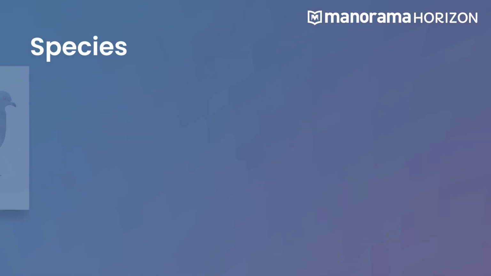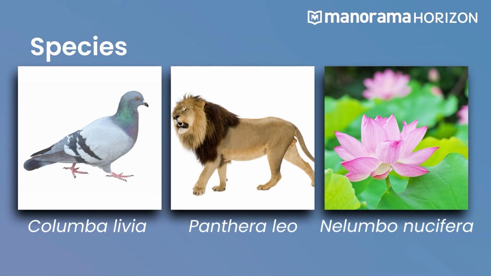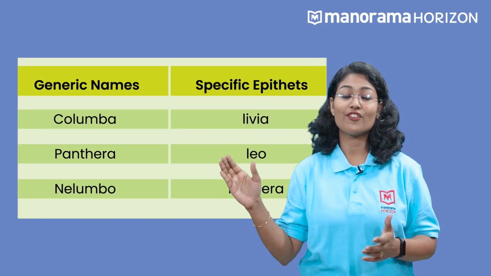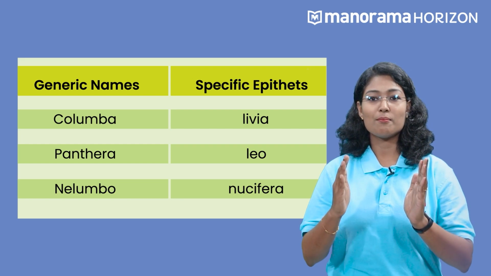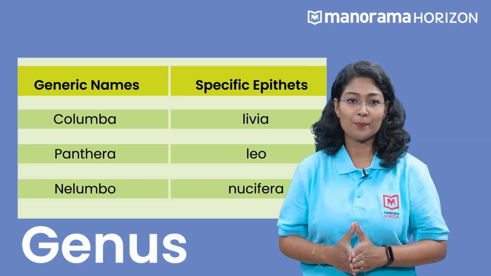For example, Columba livia is a scientific name for common pigeon. Panthera leo is a scientific name for lion, and Nelumbo nucifera is a scientific name for lotus. Here, livia, leo, and nucifera are the specific epithets, whereas Columba, Panthera, and Nelumbo are the genus names.